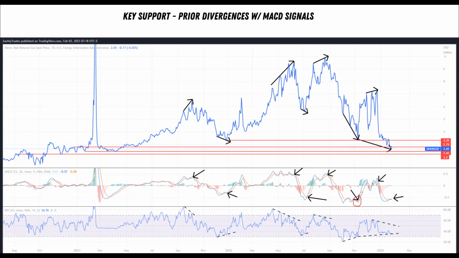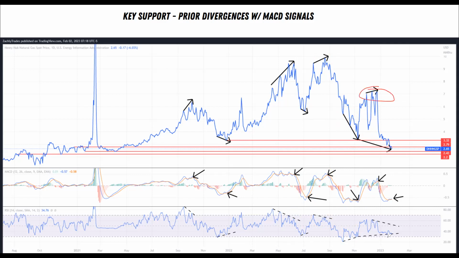We get a MACD buy signal. Notice how the MACD is chopping right here. And then the trend continues and we keep trending in a downwards direction. So it's really about combining the signals together, because they're not always going to work 100% of the time. But when you see 2 or more signals aligning together, that can give you some further confidence. And you guys get the point.